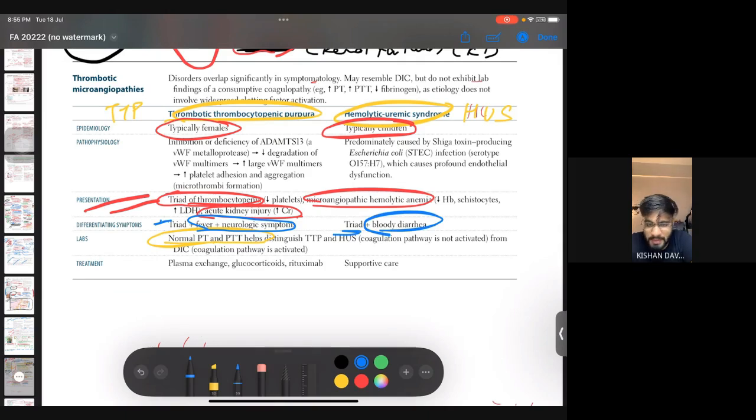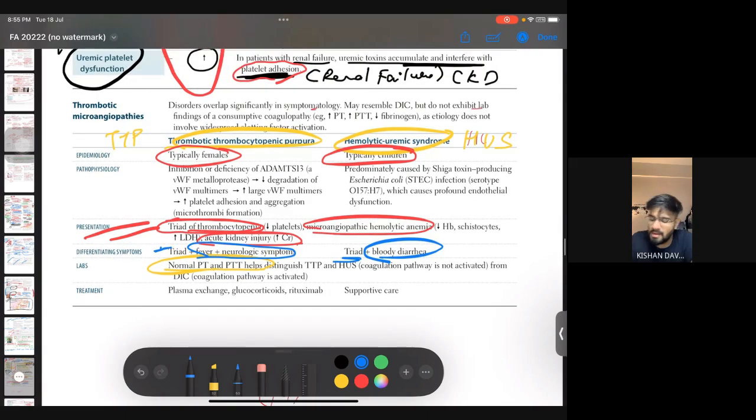Okay, this is how you will distinguish them, and why it will be confusing, because sometimes they will give you HUS in a female child, but they won't mention the age. You have to figure out based on the presentation: if the triad is there in both, but along with that fever and brain problems or diarrhea, you have to figure out what the question is talking about.